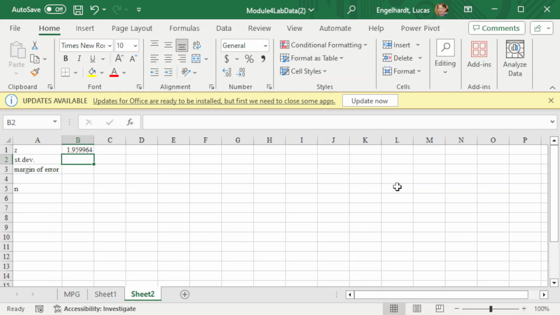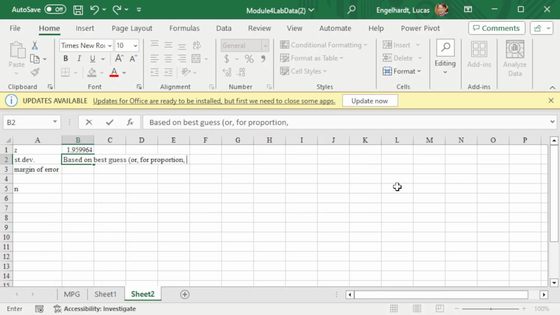Okay. The next thing would be the standard deviation. Now this one is going to be based on our best guess. Right? Or if you're using proportions, if you have a guess what your proportion is going to be, it's going to be the square root then of that proportion times 1 minus the proportion, the same formula we used in the previous task.